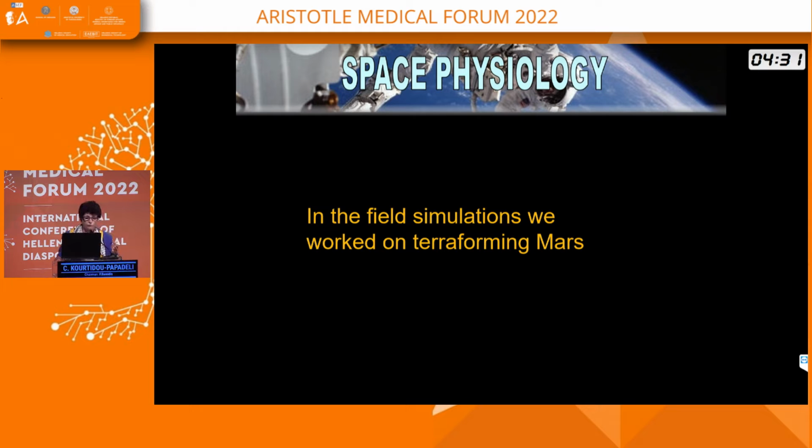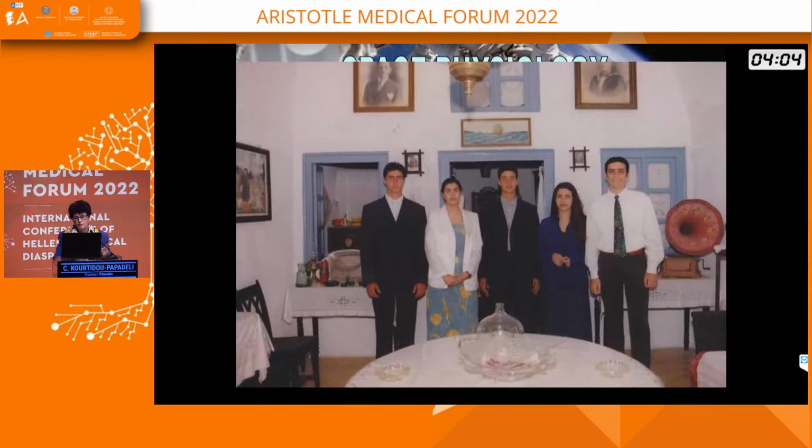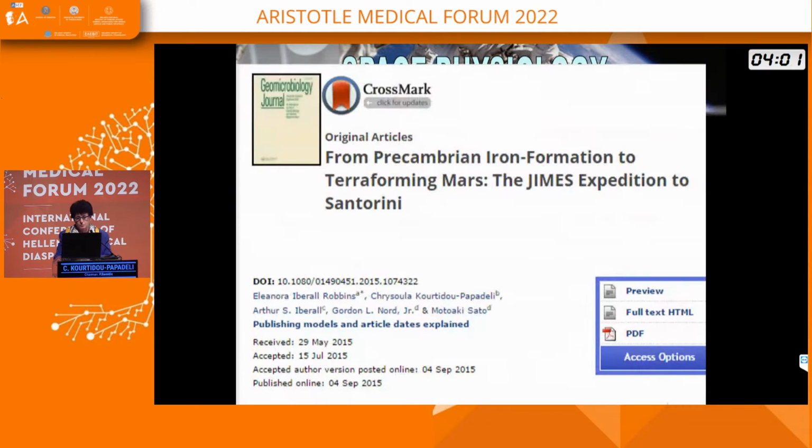So in the field of simulations, we also did a field simulation many, many years ago, in collaboration with the Geophysical Institute of the US. And this is called Kameni. It's a place in Santorini. We did our research on iron bacteria. And these iron bacteria can live in low oxygen and high iron. And this is approximately the environment of planet Mars. So these are the students that helped us to do the experiment, and we also had a publication on this issue.